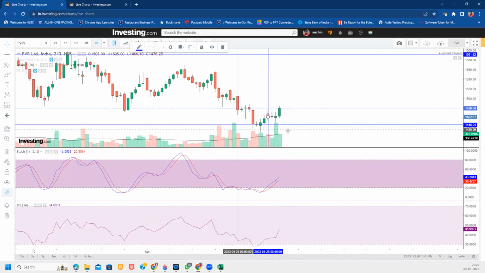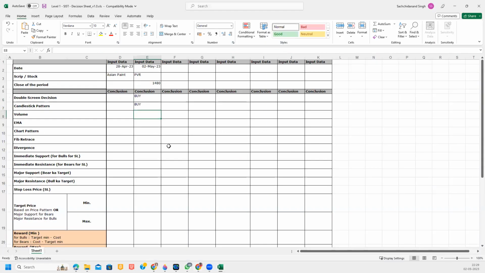Now we want to look at the volume. If you look at the previous day's volume, it is showing double the average volume, and today's volume was also equivalent to the average. Overall, it will be considered a good volume happening since the last 2 days or so. So the volume is also showing a positive signal for buy. So we can decide buy.